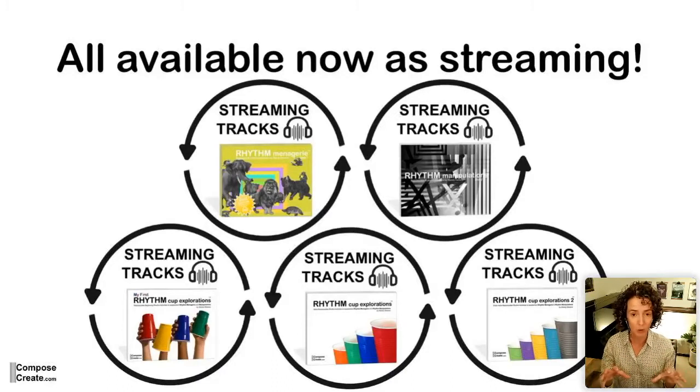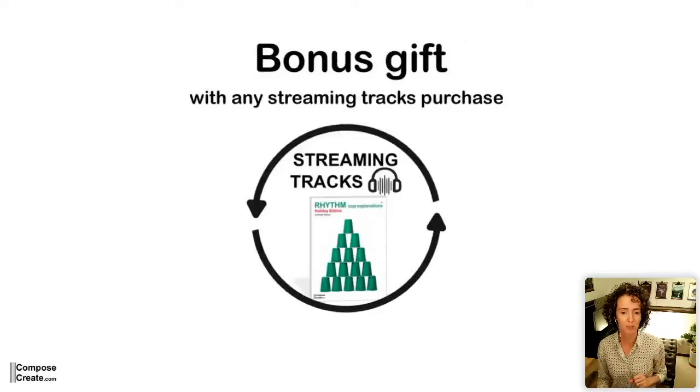It's especially important to have them separate because students probably need to purchase them separately. You won't have students in all of these at the same time. So Rhythm Menagerie separate, Rhythm Manipulation separate, and all of those are available as streaming tracks.